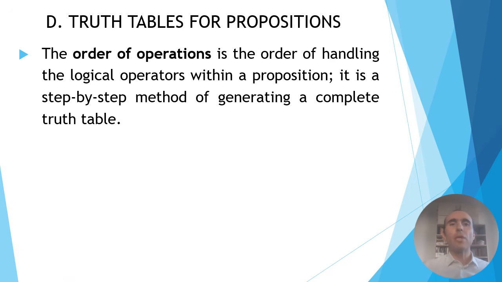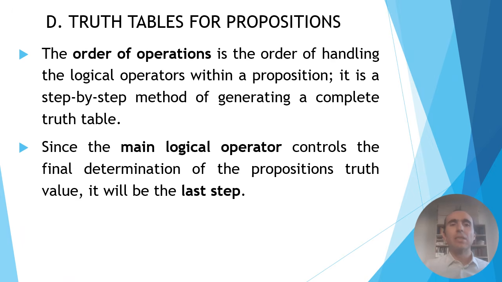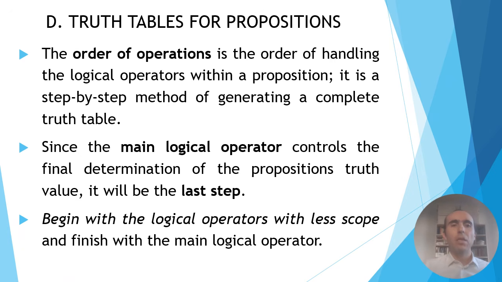The order of operations is the order of handling the logical operators within a proposition. It is a step-by-step method of generating a complete truth table. Since the main logical operator controls the final determination of the proposition's truth value, it will be the last step. Begin with the logical operators with less scope, and finish with the main logical operator.